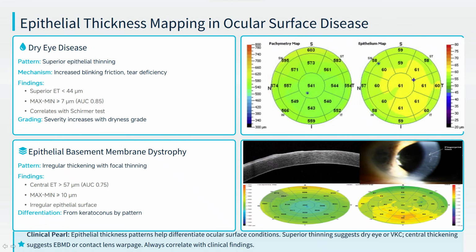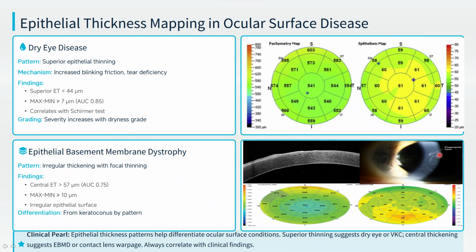Another disease commonly studied by the use of anterior segment OCT is epithelial basement membrane dystrophy. And as you know, this is one of the important ocular surface problems that should be picked up, especially before refractive surgery, as these patients will suffer from problems during the surgery if they are missed.